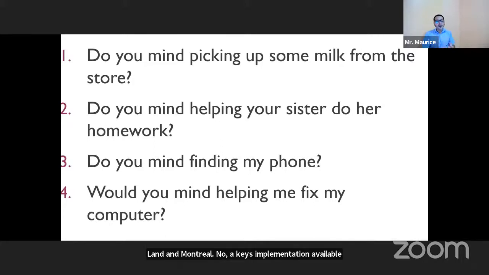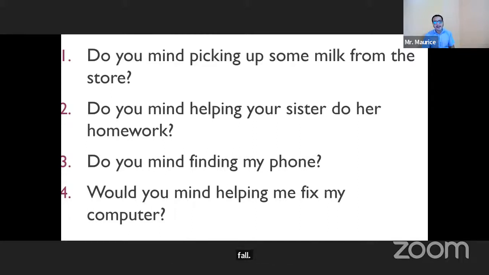And the number 1, do you mind picking up some mail from the store? ¿Te importaría comprar o recoger? Number 2, do you mind helping your sister? ¿Te importa o te importaría ayudar a tu hermana? 3, do you mind finding my phone? ¿Te importa o te importaría buscar mi teléfono?